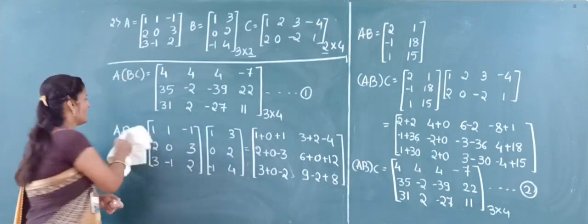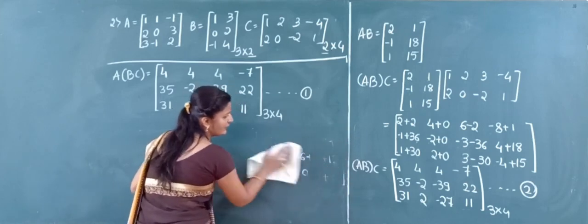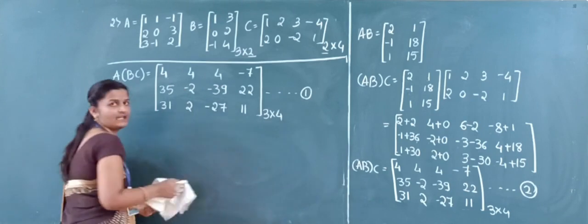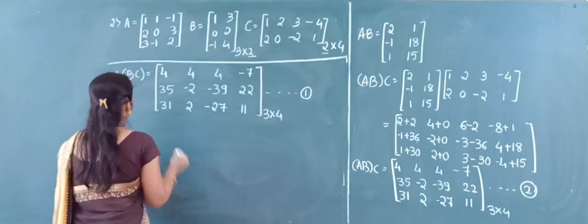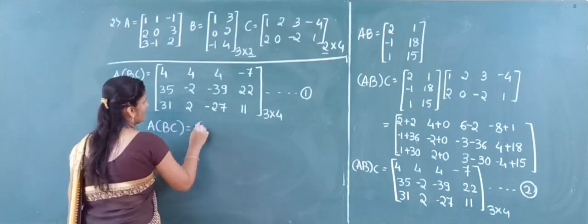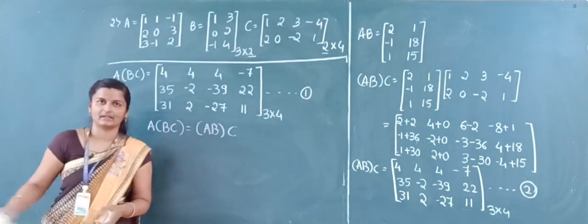So I will rub this and finally write the answer. Please don't confuse or jumble. Write one by one. So here I am writing the final answer. A into BC is equal to AB into C. That is the associative property.